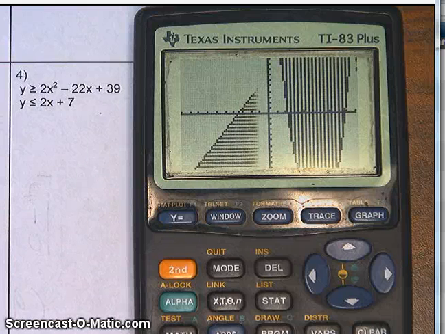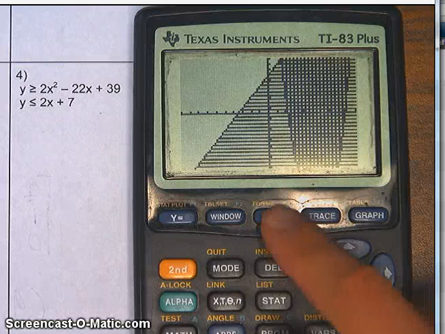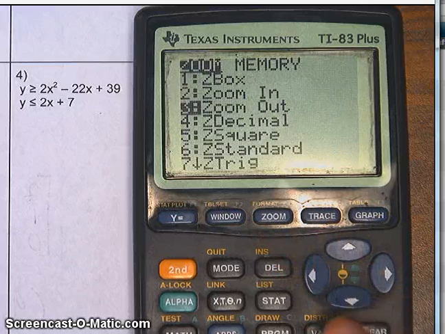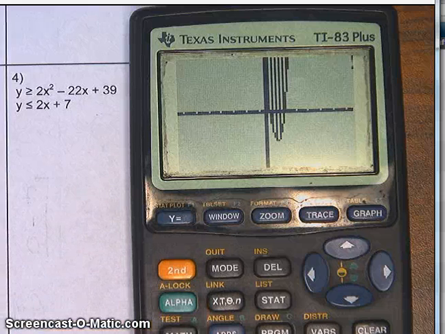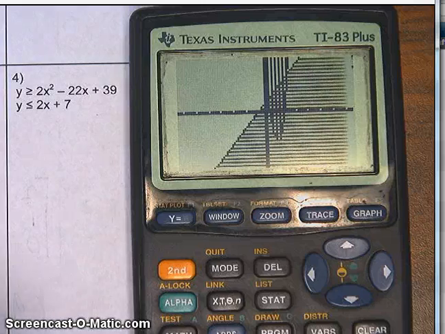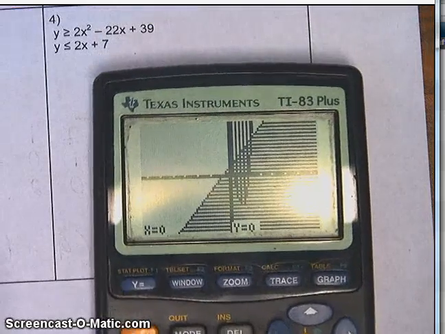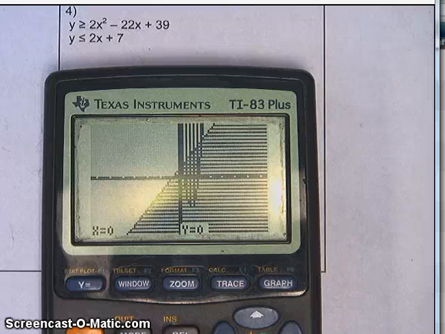Now, I can see that's a parabola, I can see the quadratic, but I can't really see where it breaks up very well. So if I do zoom out, enter, I can see this thing a little bit better. There's my parabola, there's my linear, and so that's what it looks like. And you would just want to copy down that graph on the graph provided. And that's it. That's really the whole thing.